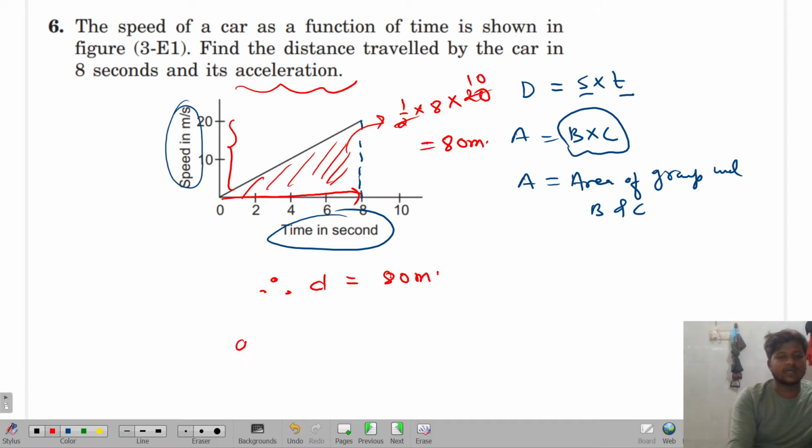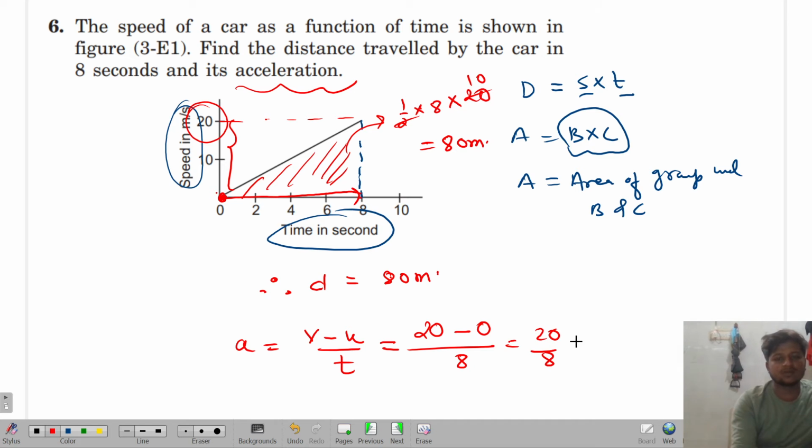So you know the formula. Acceleration is nothing but final velocity minus initial velocity divided by time taken. Now look over here. At t equal to 0, speed is 0. At t equal to 8 seconds, the final velocity is reaching 20 meters per second. So 20 in time 8. Therefore 20 by 8 meters per second square is your correct answer. Got it or not? Yes or no?